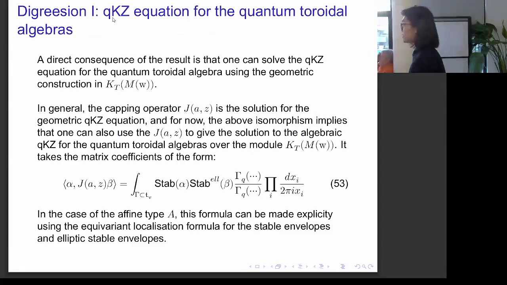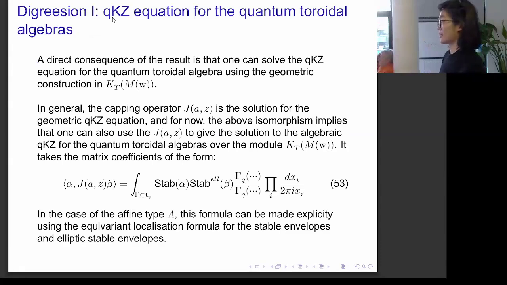So now I have finished the main part of the talk. There are two digressions I'm going to talk about. The first digression is the q-difference equation for the quantum toroidal algebras. A direct consequence of the result is that we can solve the q-difference equation for the quantum toroidal algebra using the geometric construction of such modules.